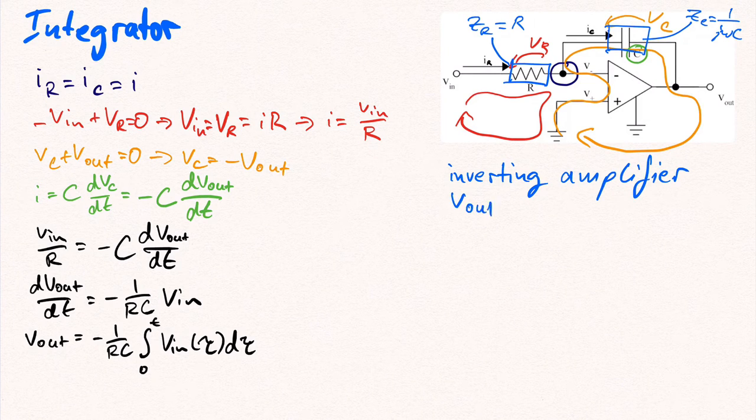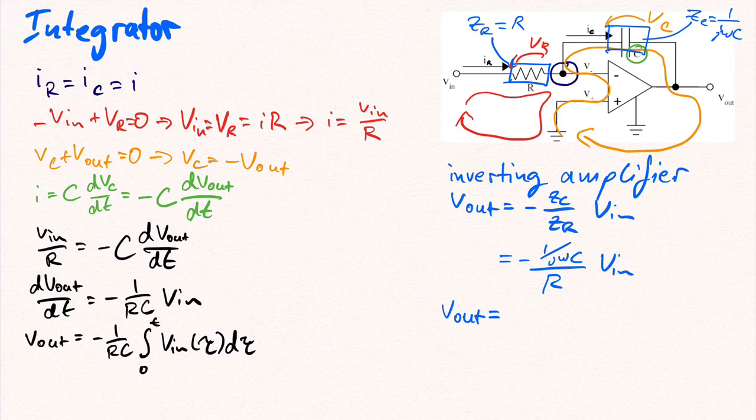Hence, Vout is equal to minus ZC divided by ZR times Vin. Substituting ZC and ZR yields minus 1 divided by j omega C over R times Vin, which gives the final expression for Vout in the phasor domain, namely Vout equal to minus 1 over j omega RC times Vin. As you can see, it is possible to solve the circuit in the time domain, but also in the phasor domain. Solving the circuit in the phasor domain is often quicker and easier.